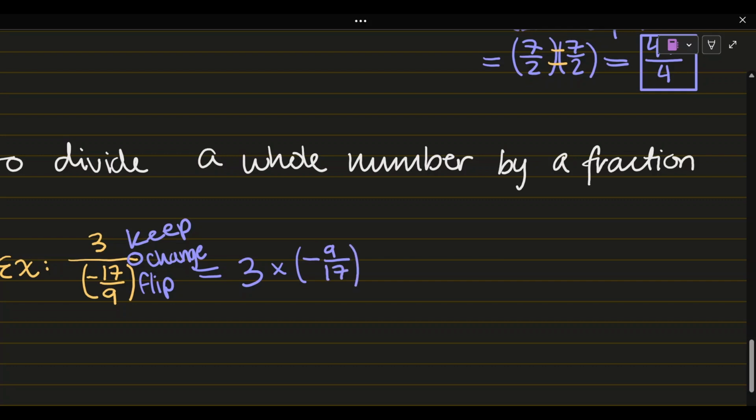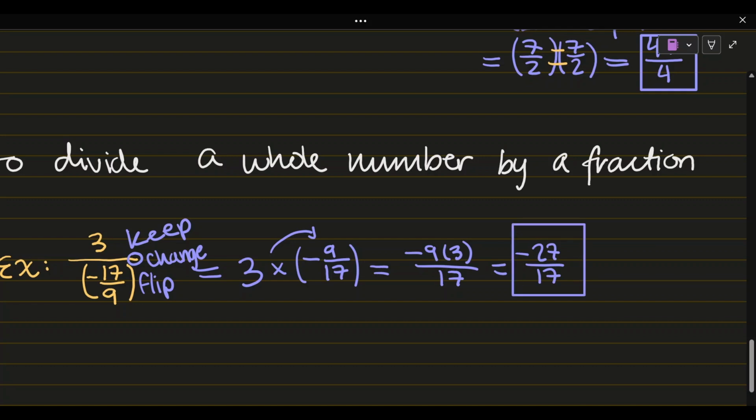Okay. Now we already talked about how to do something like this, right? I just pop this 3 up here. So I have negative 9 times 3 over 17. 9 times 3 is 27. So I have negative 27 over 17. And that's my final answer.